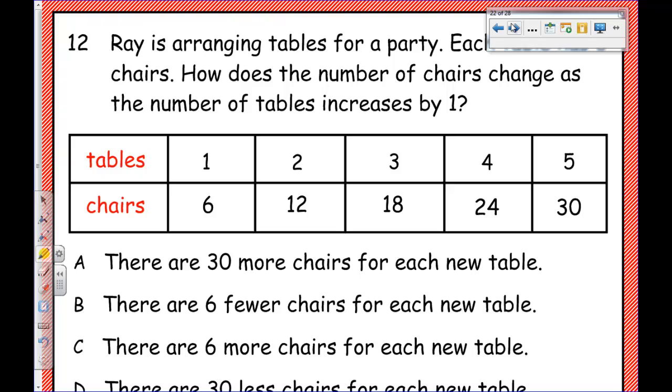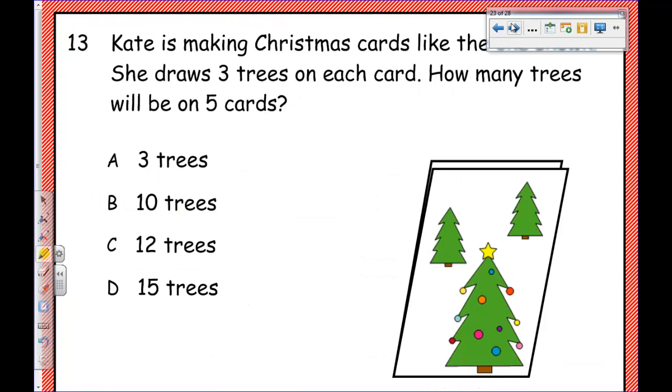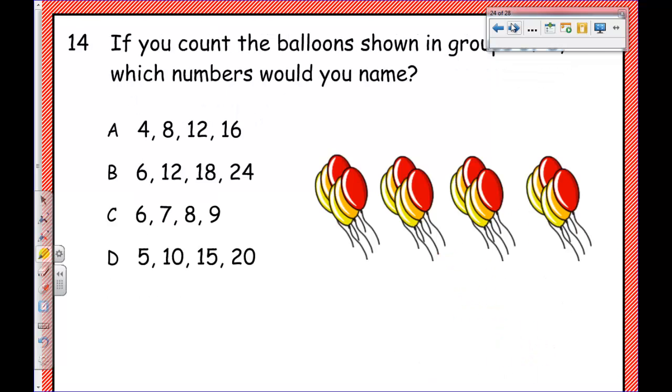In this one they put the tables and chairs in a graph format, so it's making them look at it in a different way. Again, I really like the examples and the amount that they give the students to create and do.